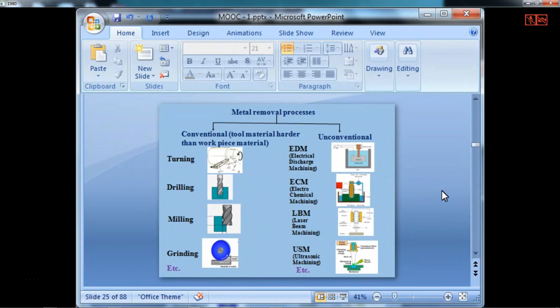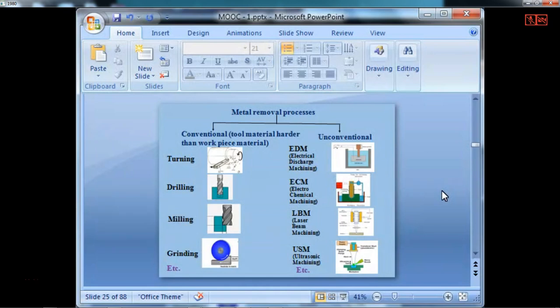The characteristic of the conventional manufacturing process is that the tool should be harder than the workpiece material. So the tool should be harder than the workpiece material, otherwise we will not be able to make the cutting. And in unconventional machining processes, the tool can be soft, but the workpiece can be hard.